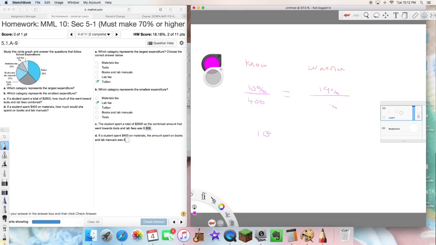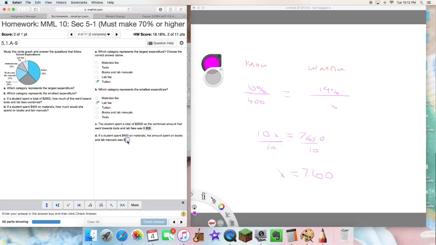This is going to give me 10x is equal to 19 times 400. Gives me 7600. Sorry about my handwriting again. Divide by 10 on both sides. And I get that x is equal to 760. Woo, that was a bad 6 right there. So what did I just find out? I found out that $760 went to pay just for books and lab manuals. So let's see if we're right.